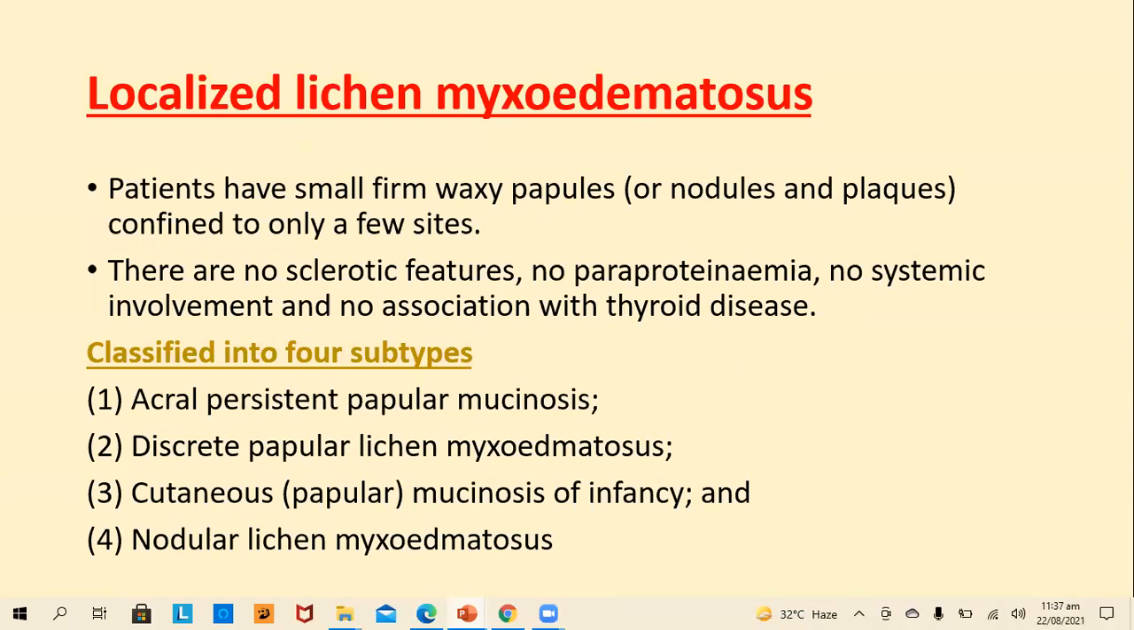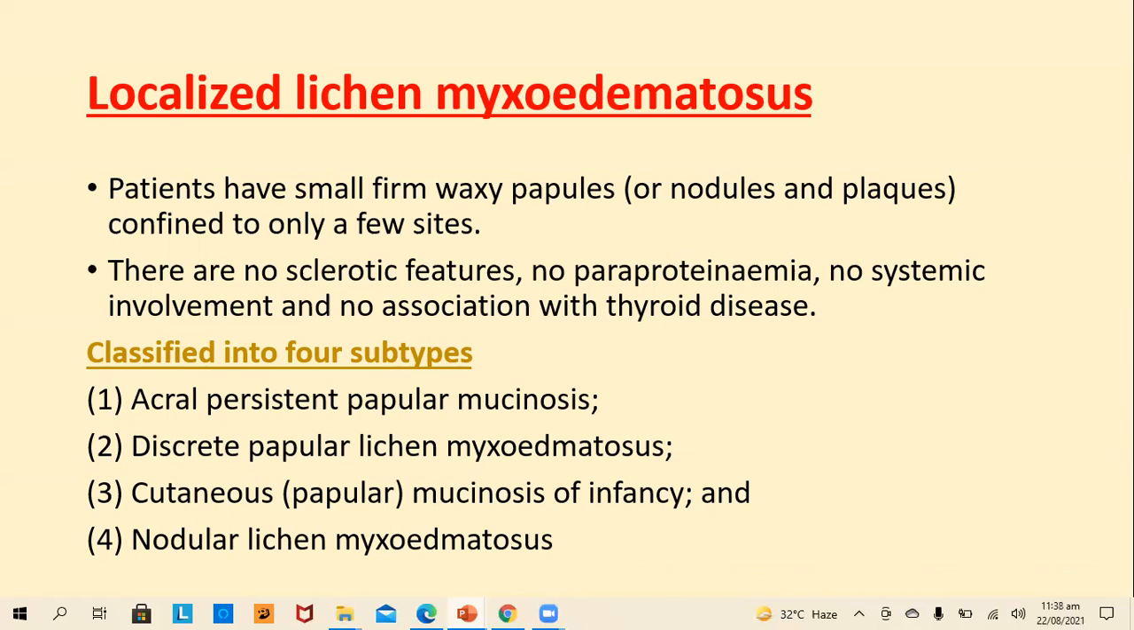Localized lichen myxoedematosus. So this is the other form of lichen myxoedematosus in which the localized lesions are seen. Patients have small firm, waxy papules or nodules and plaques confined only to few sites. It's not a generalized disease. And there are no sclerotic features. There is no paraproteinemia, no systemic involvement, and no association with thyroid diseases.